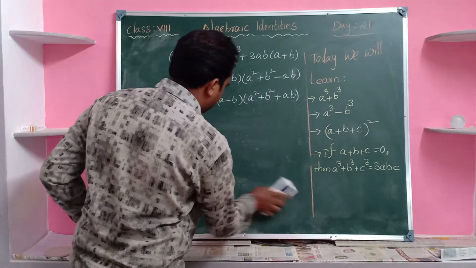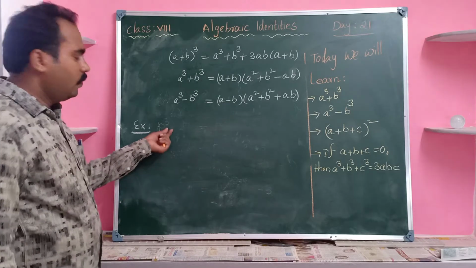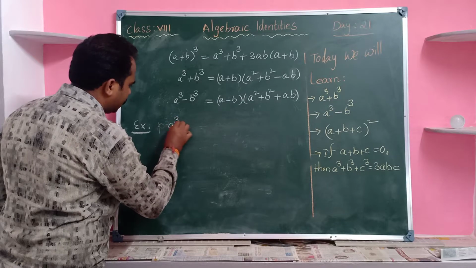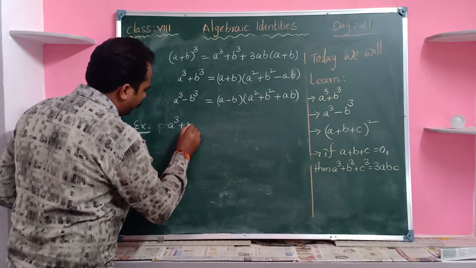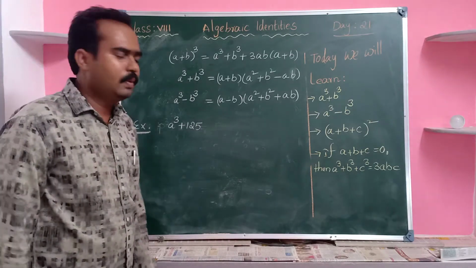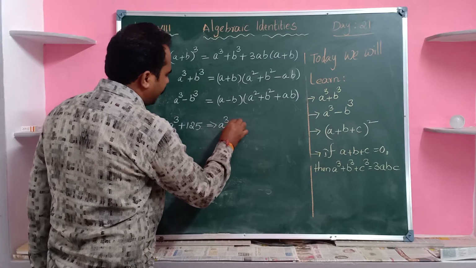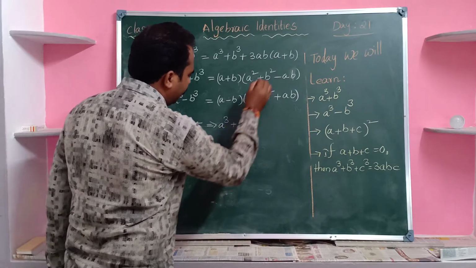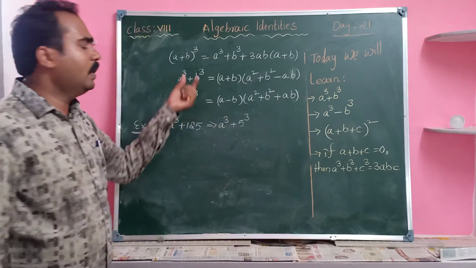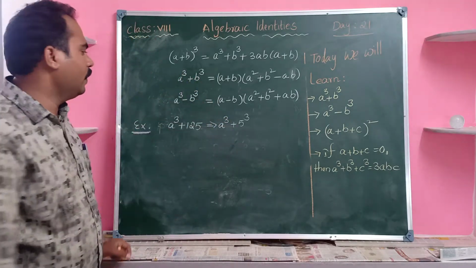So again, one more problem. A cube plus 125. It can be written as a cube plus 5 cube, because 125 is equal to 5 power 3. Again it is in the form of a cube plus b cube. Here a is equal to a and b is equal to 5.